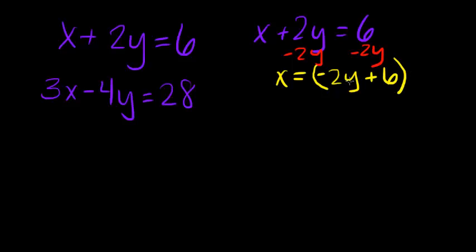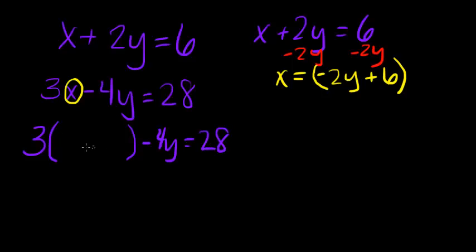In terms of y, I'm going to replace this x right here. I'm going to substitute in this expression for x. So I'm going to have 3, and I'm going to leave an opening, minus 4y equals 28. This is where I need to substitute something in. And what I'm going to substitute in, instead of x, is negative 2y plus 6. And my reason for doing that, remember, is I now have an equation with one variable in it. It looks like the equations that we solved first quarter.